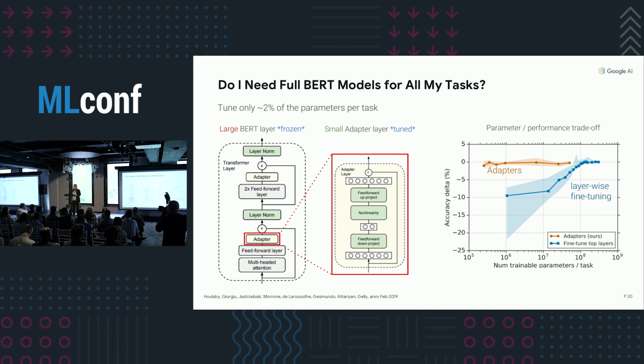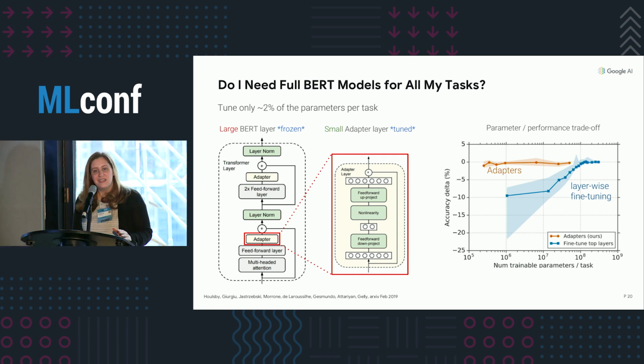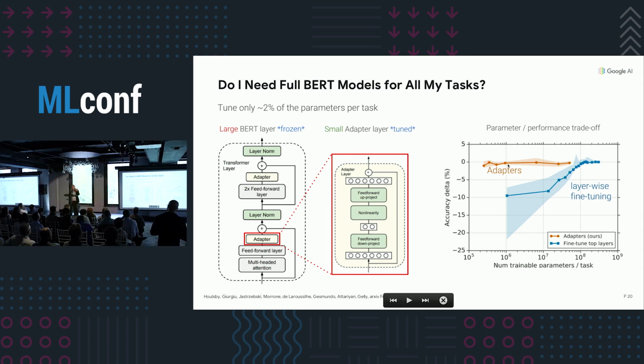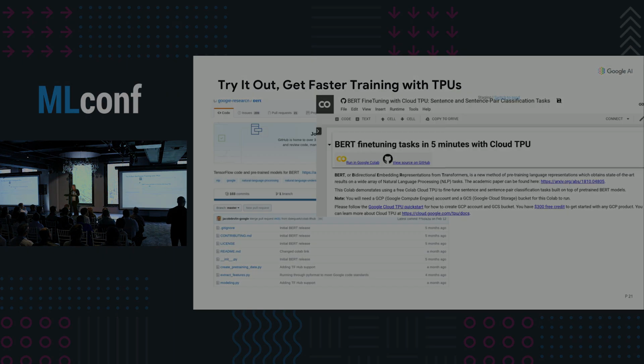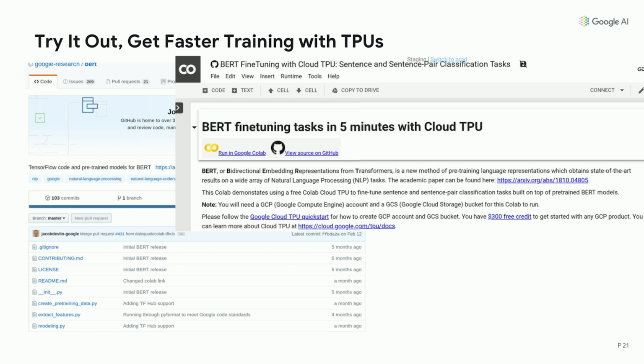So the chart on the right shows the number of trainable parameters. The y-axis shows the change in accuracy. So ideally you have 0, meaning the same accuracy. And if you just do layer-wise fine-tuning, so you say, okay, I'm only going to fine-tune the top 20 layers or only the top 15 layers, then your accuracy starts dropping. But if you instead do these adapter networks, then you can actually get away with training only 100th of your parameters with pretty much the same accuracy. So you should try it out if you haven't already.